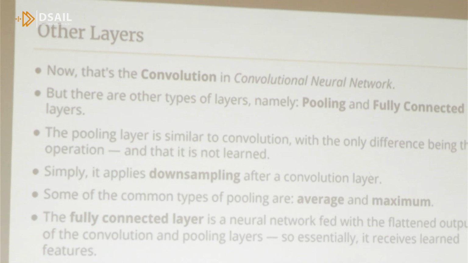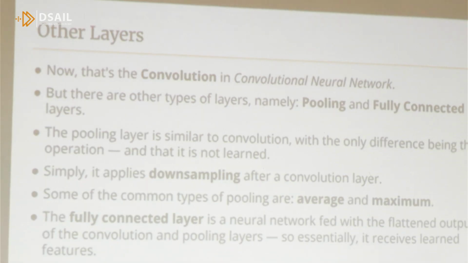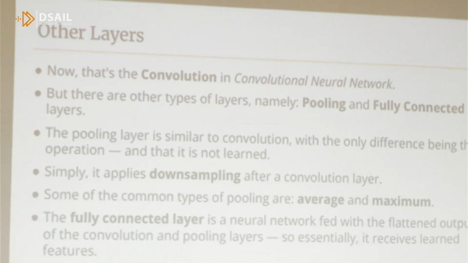Now the pooling layer is similar to convolution, but the only difference is it is an operation. It is not learnt. It's not a matrix that we have to learn its weights. It's an operation that does something, and we're going to see very briefly what that means. Its main aim is downsampling after the convolution layer. Some of the common types of pooling are average and maximum. And then finally, the fully connected layer is a neural network, which is fed with the flattened output of the convolution and pooling layers. So essentially, it receives the learned features, and you're going to see that visually. I just want you to have that at the back of your mind as we look at it.